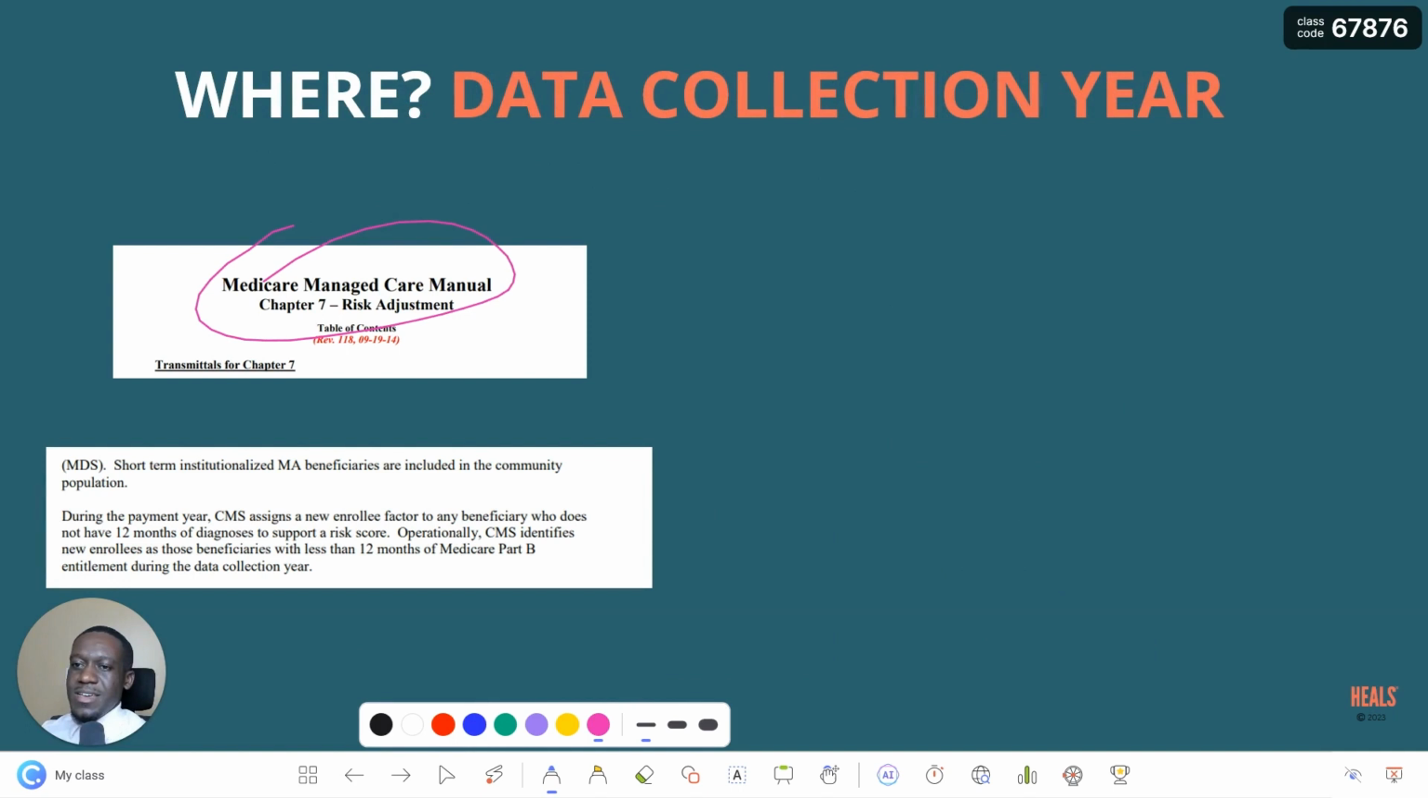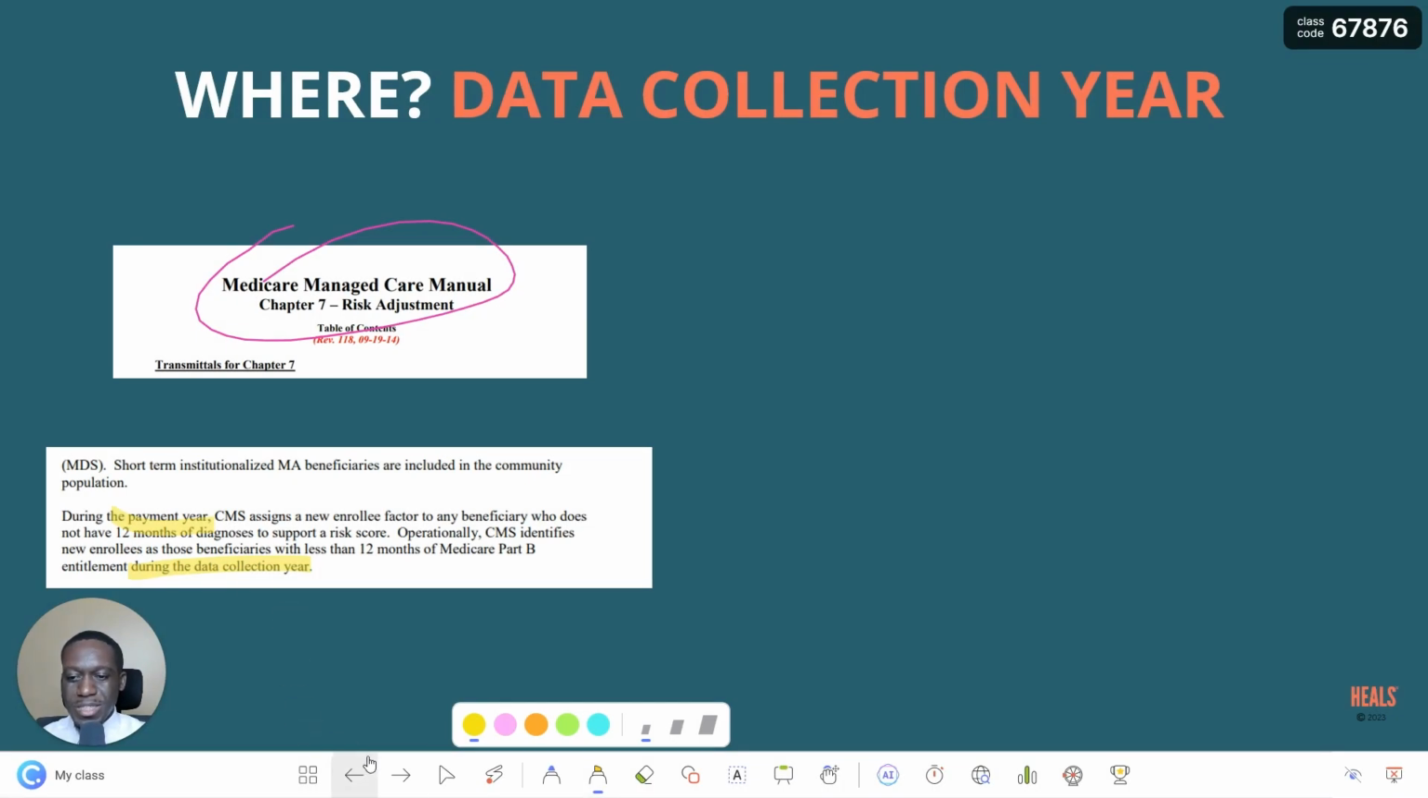Where are we going to find the terminology data collection year? In the Medicare Managed Care Manual, which you'll find on the CMS website, the terminology data collection year is being used. So that's one area where we see that the terminology data collection year is used. As you review this manual and see data collection year, you are able to identify what we've been talking about. You can also see payment year being used here. So you are now seeing the connections. Payment year is being used in the manual. So you are understanding payment year, understanding data collection year. You can better understand these concepts in these manuals.